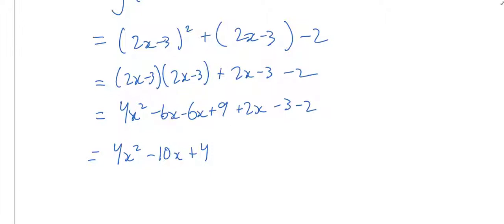How'd we do? I got 4x squared minus 10x plus 4. Is that what other people got? So I did 2x times 2x is 4x squared, and then 2x times -3 and -3 times 2x is those two terms. -3 times -3 is +9. And then I just collected like terms.